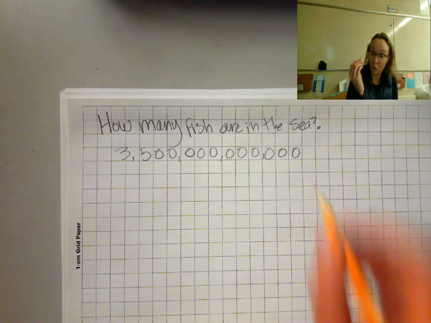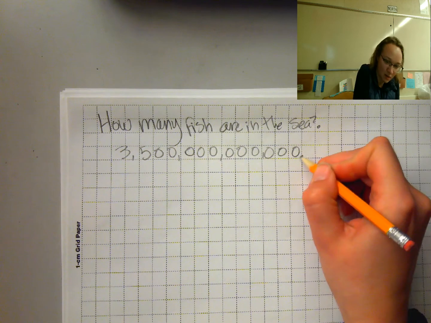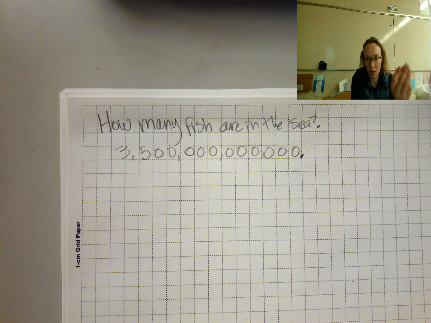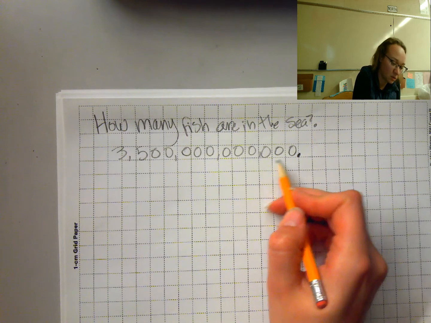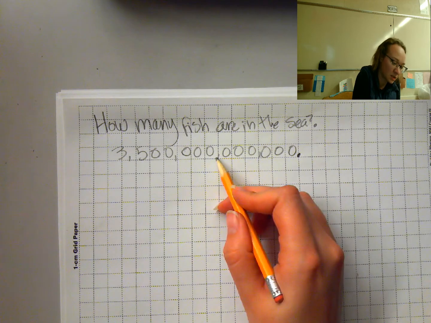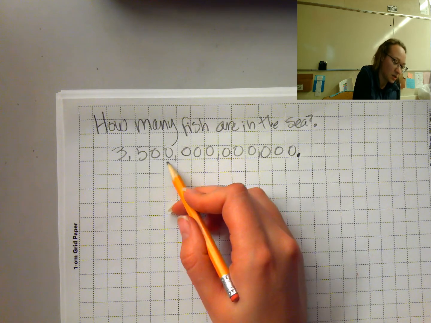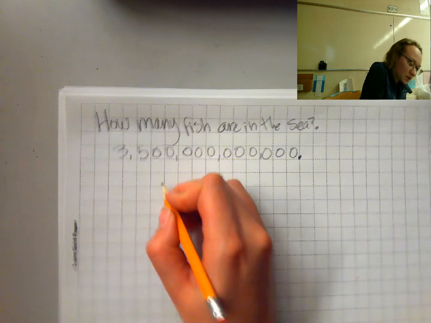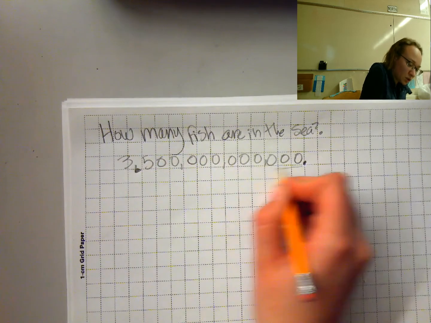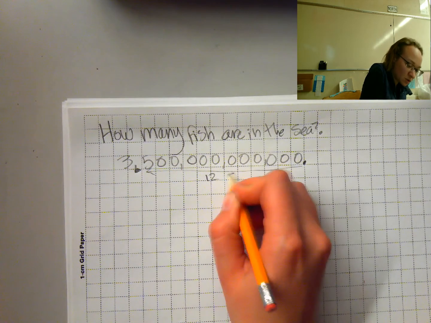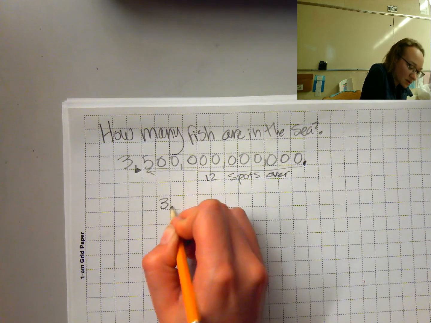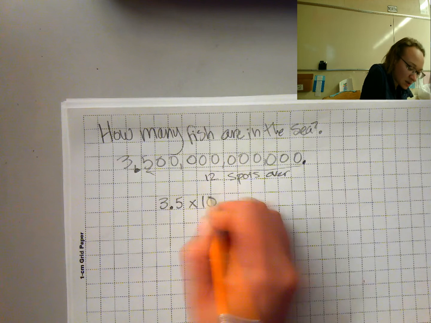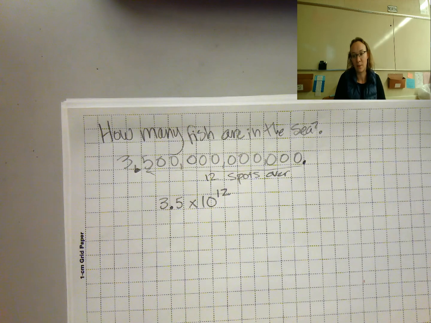So to do this, we have to figure out where the decimal starts, right, which will be right at the end. And then I need to move it all the way over. So I can draw it all the way out. I can also just kind of count it 3, 6, 9, 12. So to end up here, I've moved 12 spots over. So that would be 3.5 times 10 to the 12th.